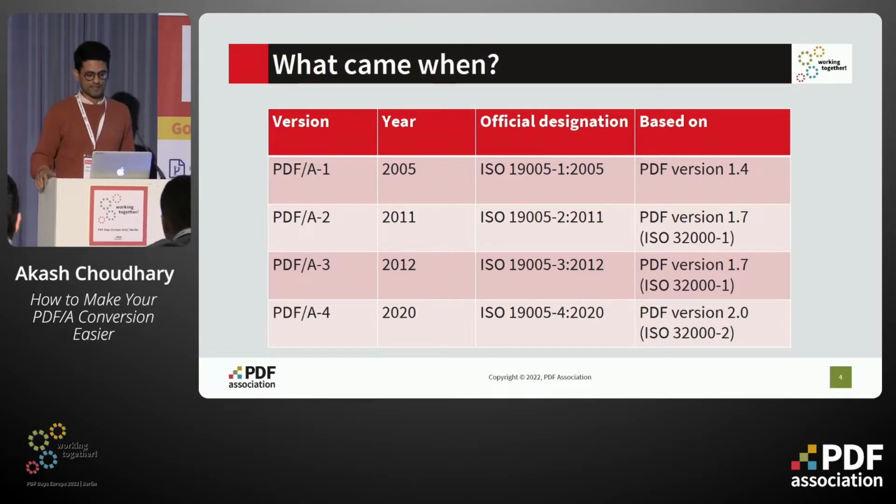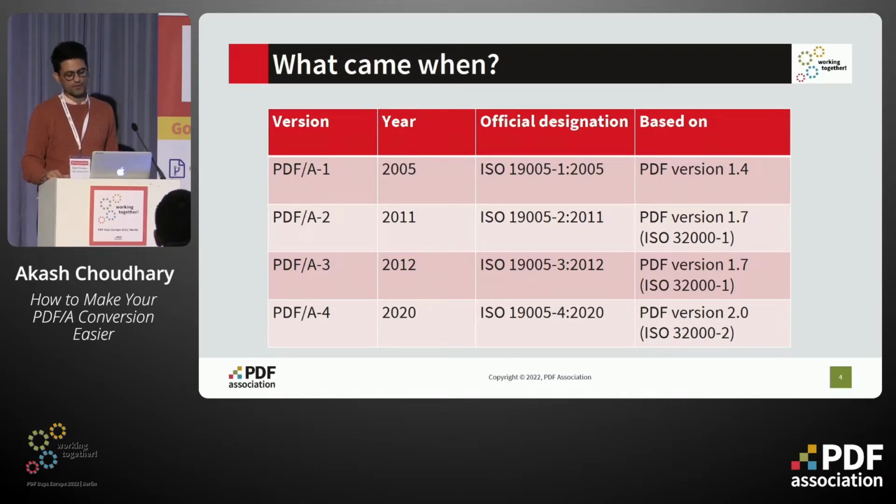PDF-A2, which came after 6 years, has a similar designation, just ISO 19005-2. Now, important to note here is it's not based on an Adobe PDF version. Rather, now it's PDF version 1.7, which is officially ISO 32000-1. We just heard from Bernd that PDF-A3 was released just 1 year later for a specific use case. We all just saw it if you were here in this room. Also based on PDF version 1.7.